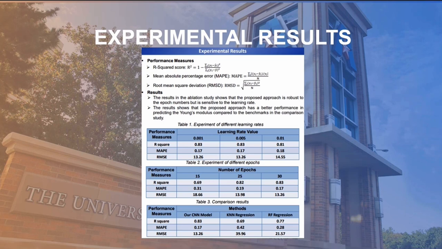When taking a look at the benchmark comparison study, our CNN model outperformed our other 2 benchmark regression models, random forest and k-nearest neighbors. As you can see, in all 3 of the major categories that we captured, our CNN model outperformed both models.